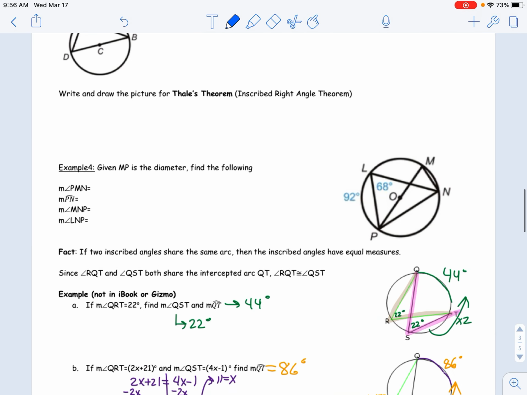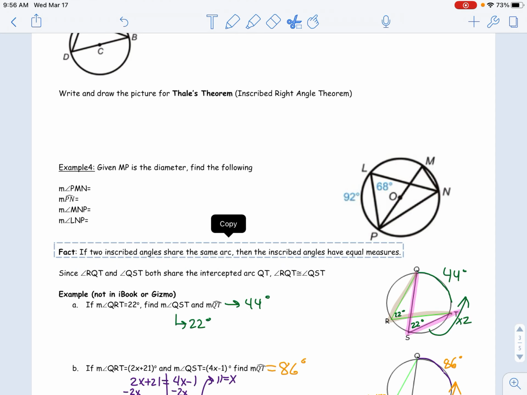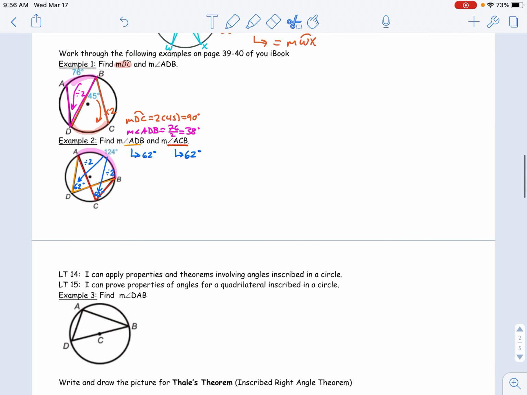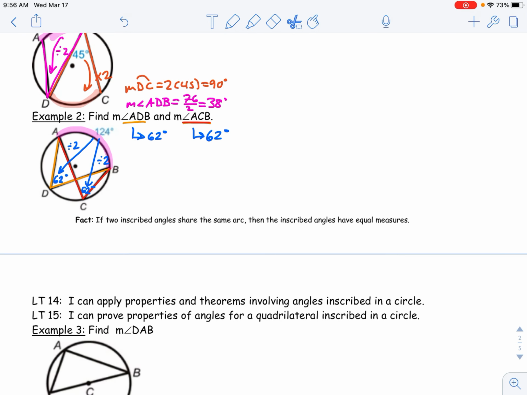And it's even this fact right here, so let's go ahead and move this fact up here. Copy, paste. If 2 inscribed angles, in this case angle ADB and angle ACB, share the same arc, which was this arc AB, then they have equal measures, which we saw they were both 62 degrees. That's pretty neat.